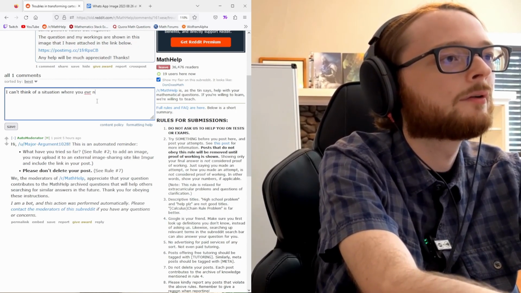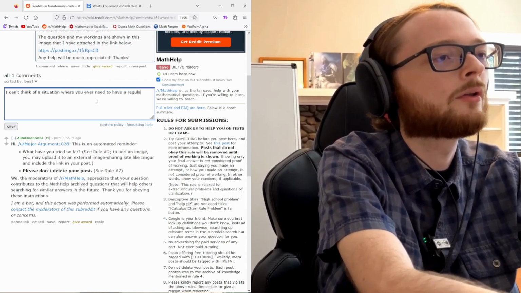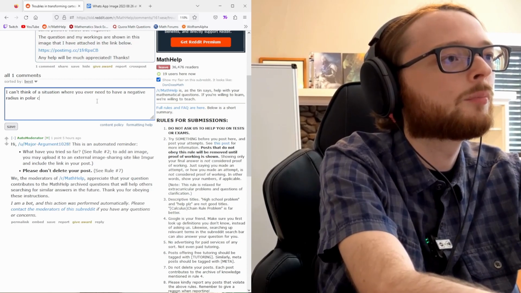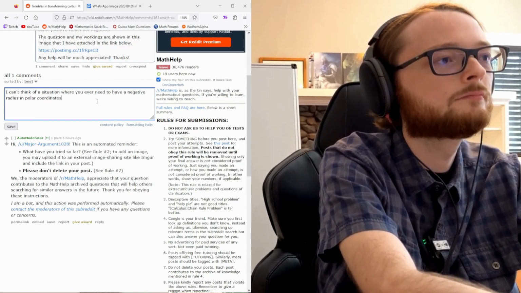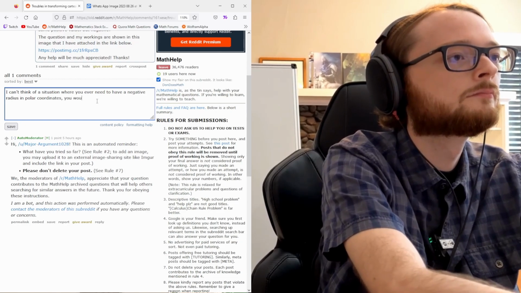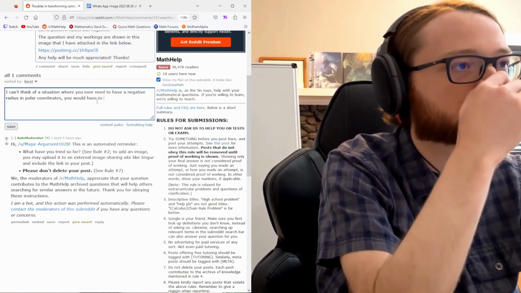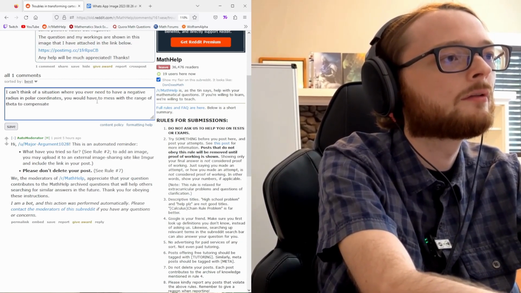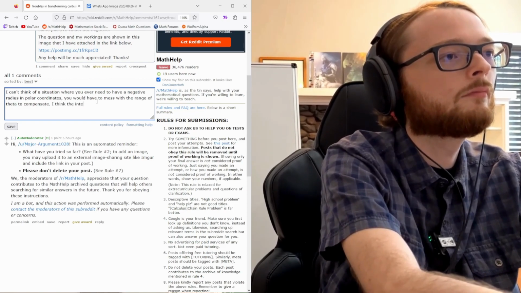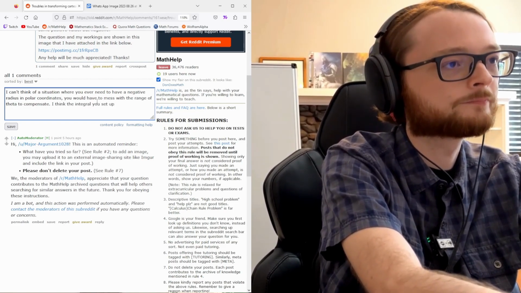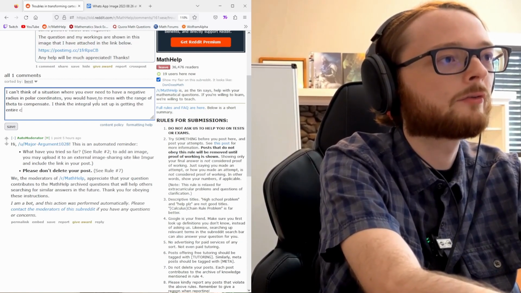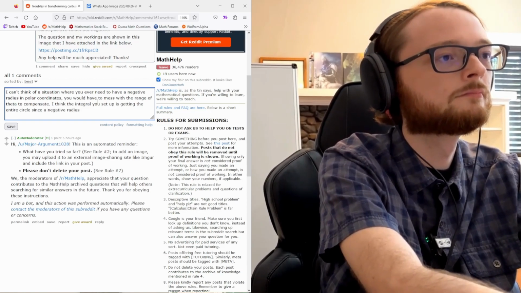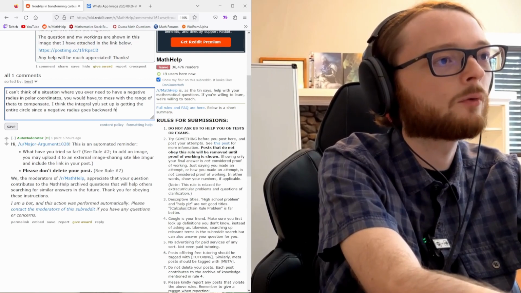If you ever need to have a negative radius in polar coordinates, you have to mess with the range of theta, compensate. The integral you set up is getting the entire circle. It goes backward from the given angle.